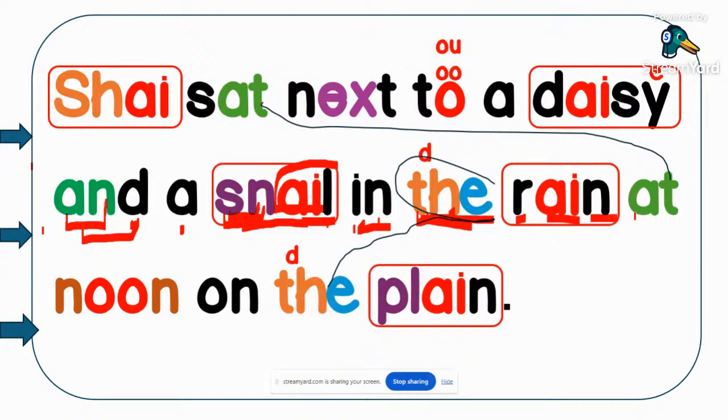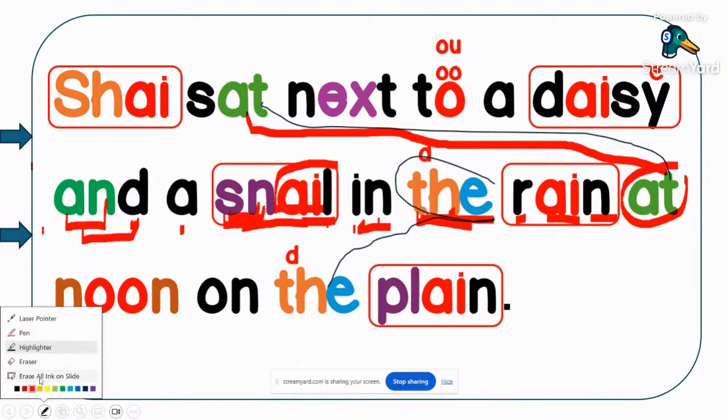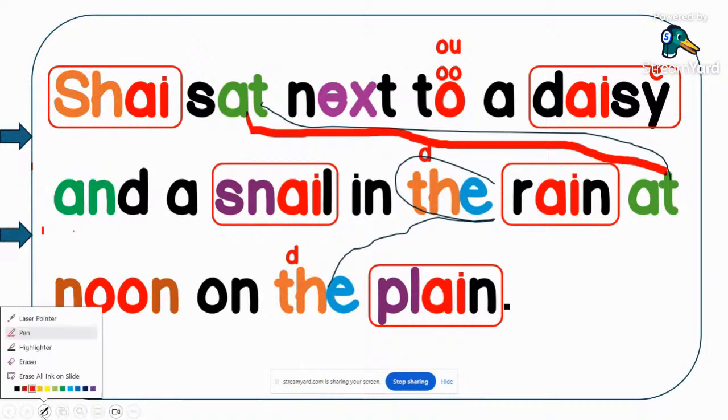And our next word, rain. And here we can see our rhyme from right up here. At. So let's go ahead now and let's read this sentence. Let's see how well you remember the words. Are you ready to read? Let's go.